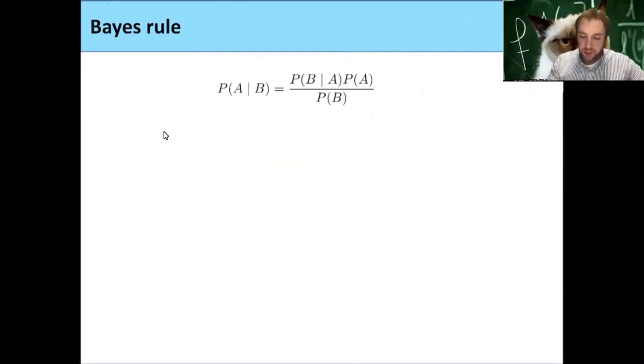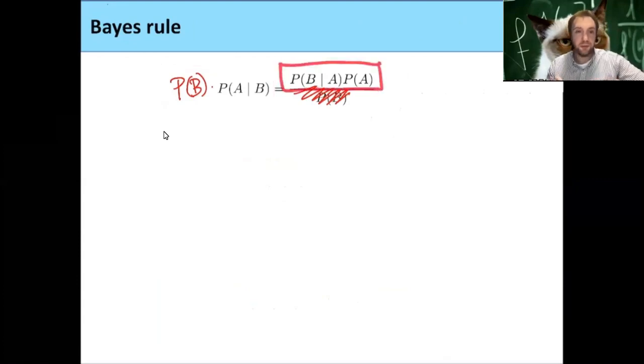So first of all, we can rewrite this. Instead of putting this probability of B here, we could also write it here. Right, and then the statement is the product of these two probabilities is the same as the product of these two probabilities.